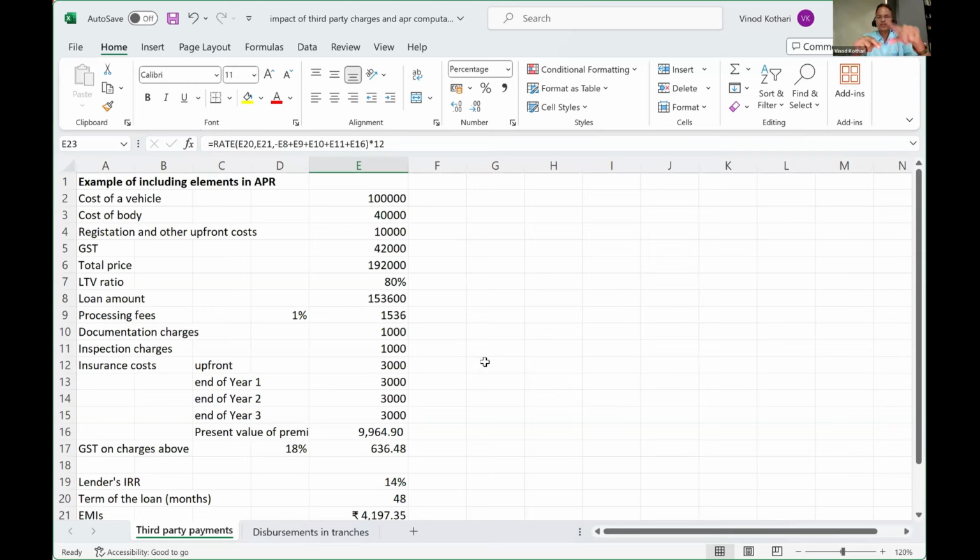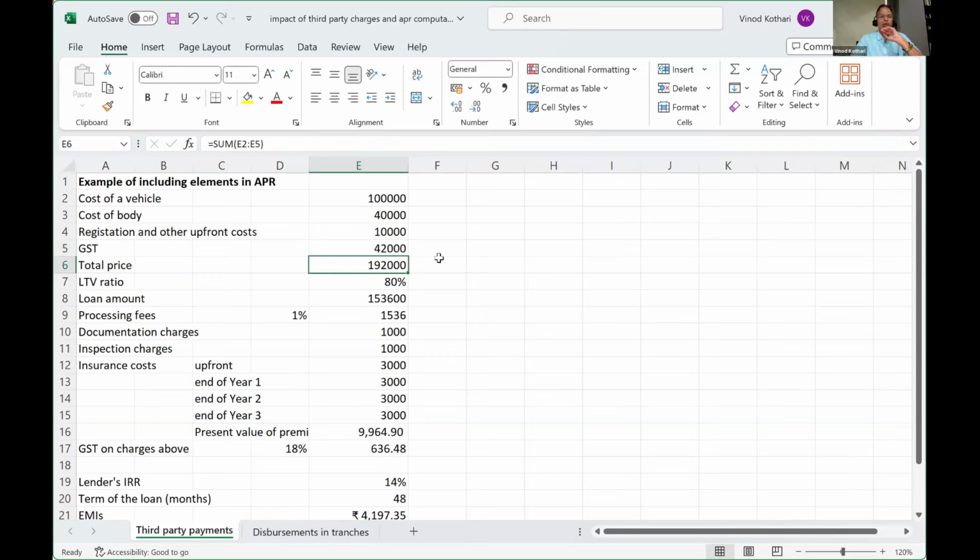GST would be applicable on each of these. The GST on the body and GST on the chassis might be different, but I've taken it oversimplistically, applying the same rate on each of these three. I understand that the cost of body might attract an 18% rate and the vehicle itself might attract 28%, but I'm not on GST complexities here. Therefore, I've taken the total vehicle price to be 1,92,000.